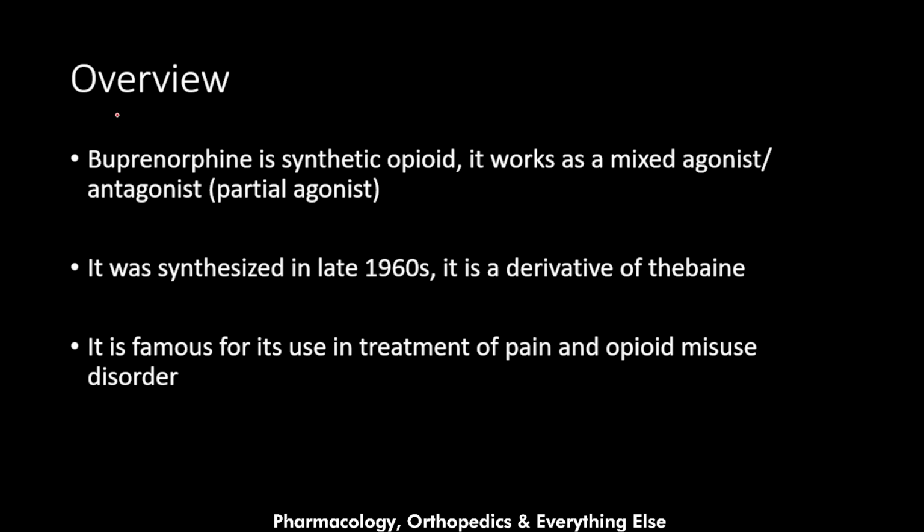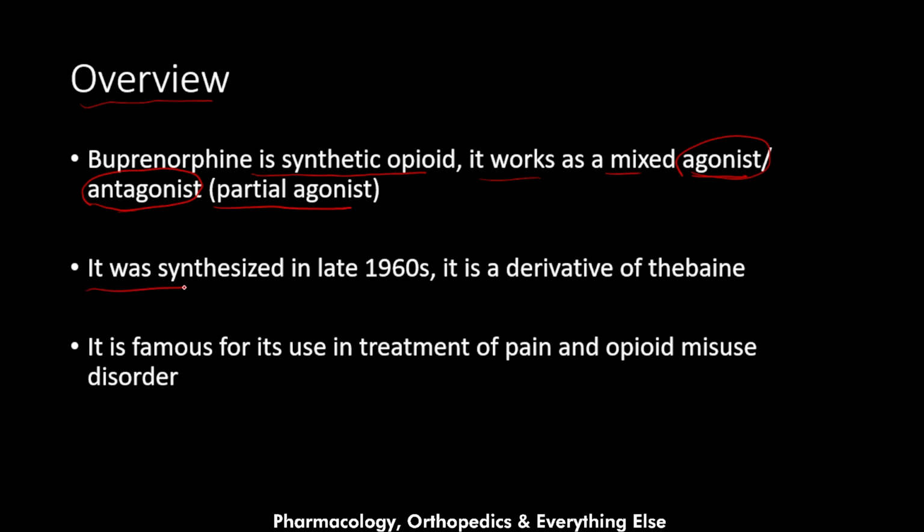So let's start with an overview of buprenorphine. It is a synthetic opioid. It works as a mixed agonist-antagonist, which is also called a partial agonist. So it works as an agonist on some opioid receptors, and as an antagonist on the other opioid receptors. More explanation on this point in the mechanism of action part of this video.